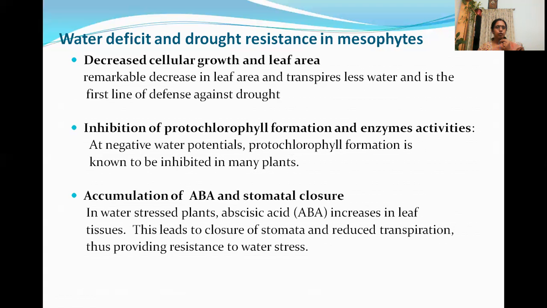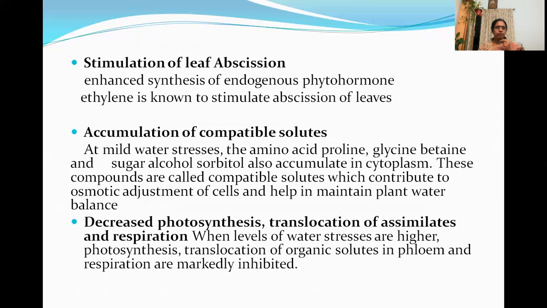And then inhibition of protochlorophyll formation and enzyme activities. At negative water potentials, protochlorophyll formation is known to be inhibited in many plants. So protochlorophyll formation is inhibited, and then many enzyme activities are also inhibited. Then accumulation of abscisic acid and stomatal closure. In water stressed plants, abscisic acid increases in leaf tissues. This leads to closure of stomata and reduced transpiration. So this provides resistance to stress.